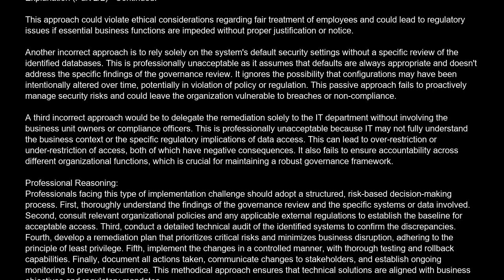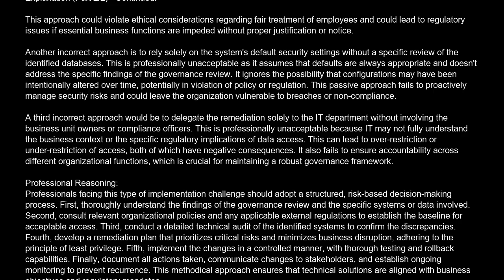This passive approach fails to proactively manage security risks and could leave the organization vulnerable to breaches or non-compliance. A third incorrect approach would be to delegate the remediation solely to the IT department, without involving the business unit owners or compliance officers. This is professionally unacceptable because IT may not fully understand the business context or the specific regulatory implications of data access. This can lead to overrestriction or underrestriction of access, both of which have negative consequences. It also fails to ensure accountability across different organizational functions, which is crucial for maintaining a robust governance framework.